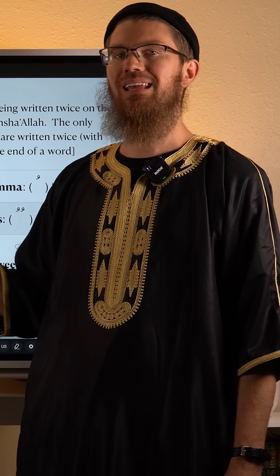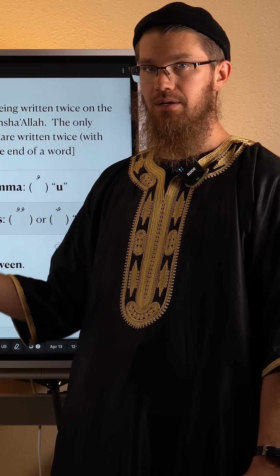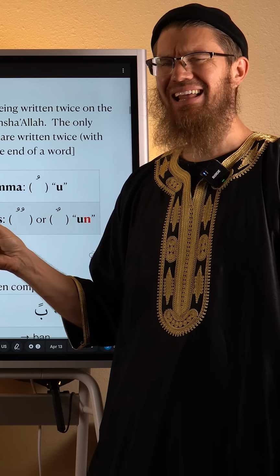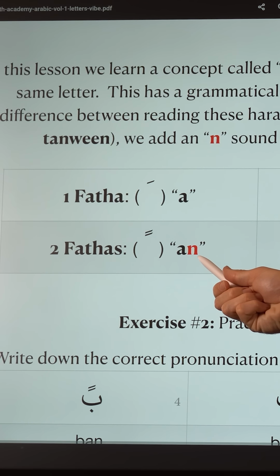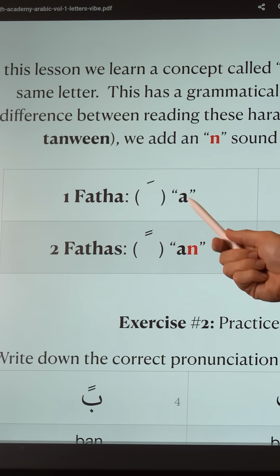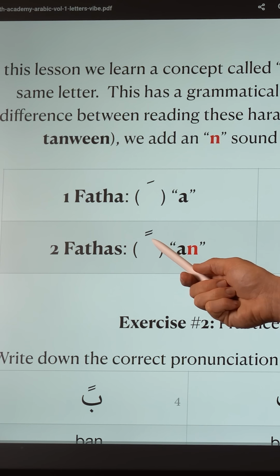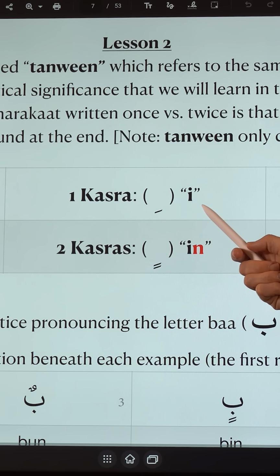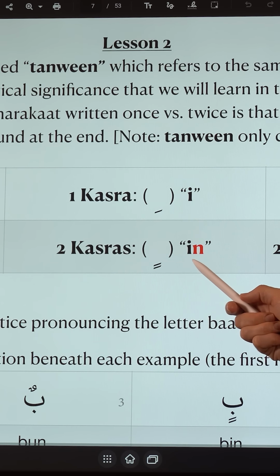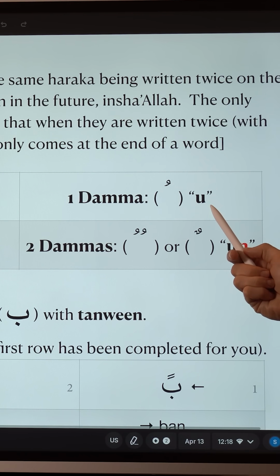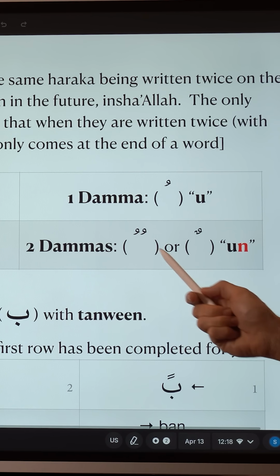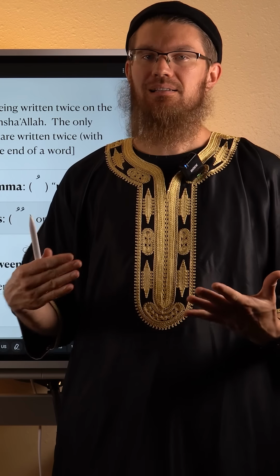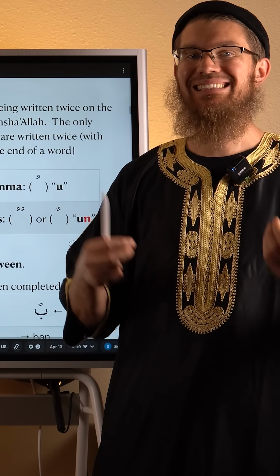When you find two of the same haraka written above or beneath a letter, all we're going to do is simply add the N sound at the end. So while one fatha sounds like A, two fathas sound like AN. One kasra sounds like I, two kasras sound like IN. One dhamma sounds like U, two dhammas sound like UN. And this concept, as we're going to see, is called tanween.